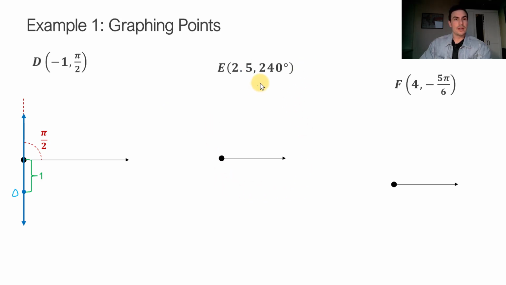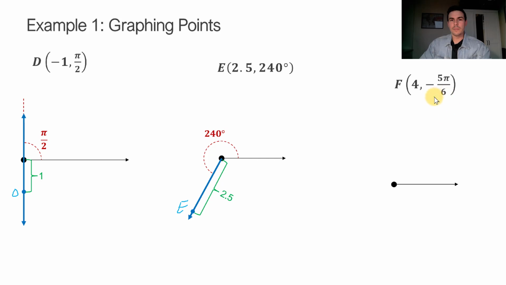So again here I've got point E. It's got coordinate points 2.5, 240 degrees. So I'm going to start again from the polar axis and I'm going to rotate counterclockwise 240 degrees. This is just a rough estimate here. And then I'm going to go out 2.5 units. All right, and that is how I would graph point E. That is an E.